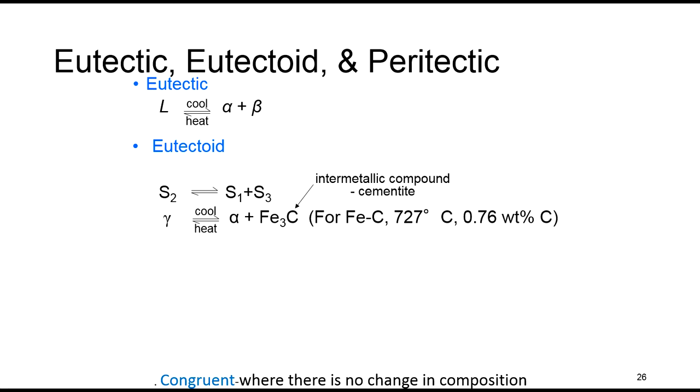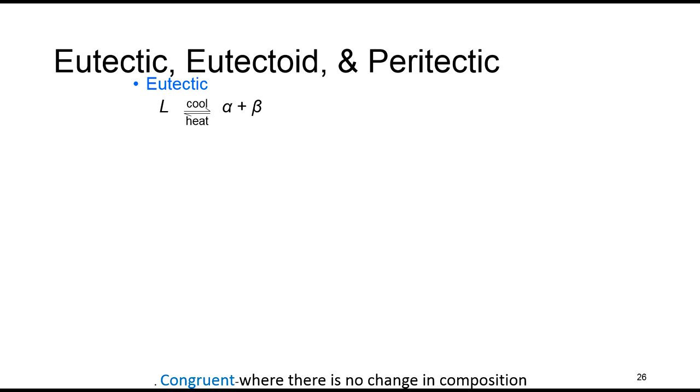The other invariant point is the peritectic, in which liquid and one solid phase transform to a second solid phase. As you can see, solid plus liquid upon cooling changes into another form of solid. An example is again in the iron-carbon phase diagram, happening at almost 1500 degrees Celsius at a weight ratio of 0.16% carbon. Phase delta and liquid upon cooling change to phase gamma. The other type is congruent, a point where there is no change in composition. In other words, for an incongruent transformation, at least one of the phases experiences a change in composition.